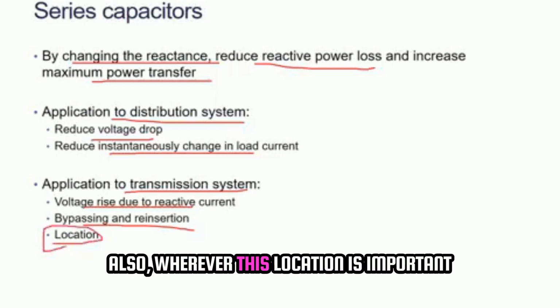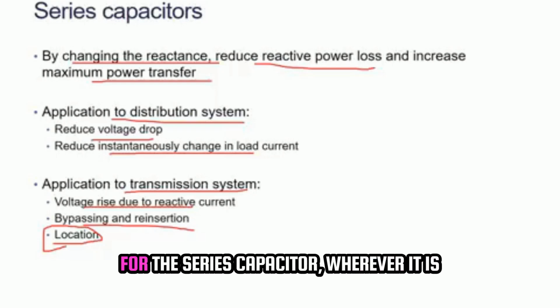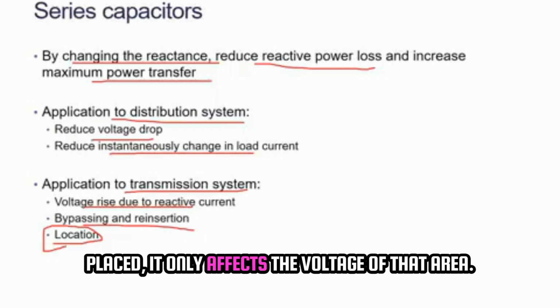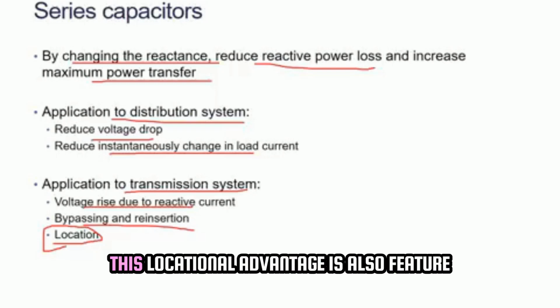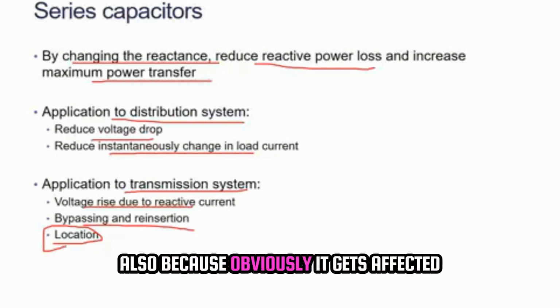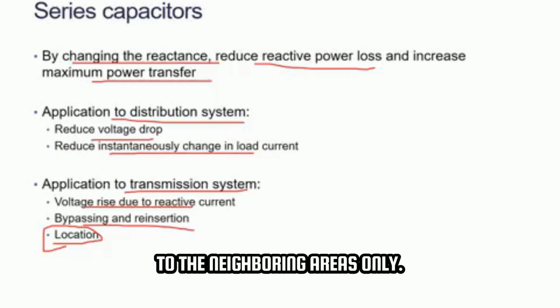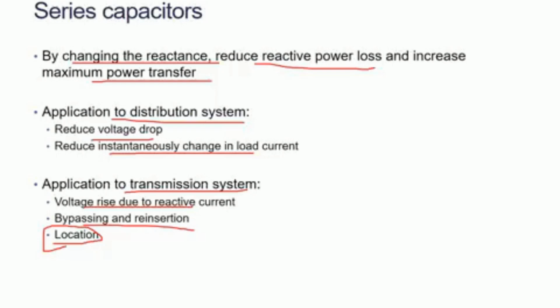Also, the location is important for the series capacitor. Wherever it is placed, it only affects the voltage of that area. So that's the advantage. This locational advantage is also there for the shunt capacitor, because obviously it affects the neighboring areas only.